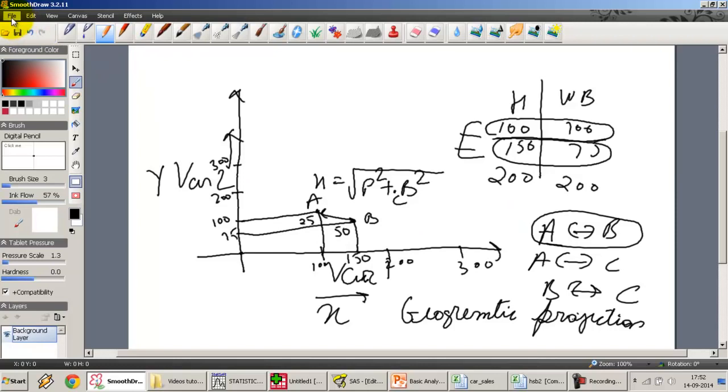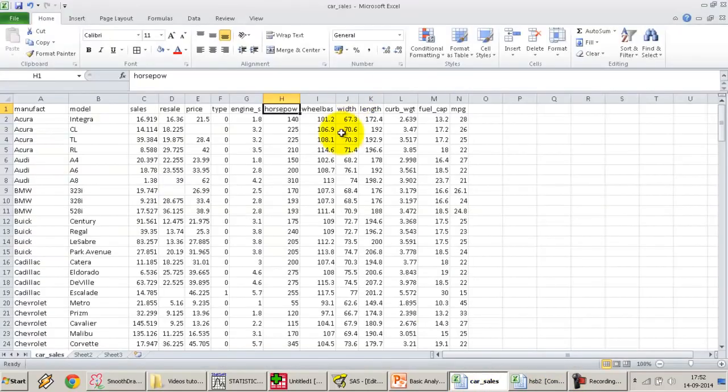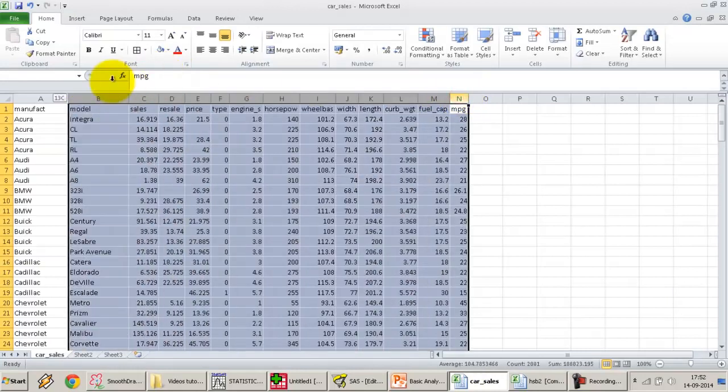Now, how do I take this forward? In this particular data set, I've got so many dimensions, right?